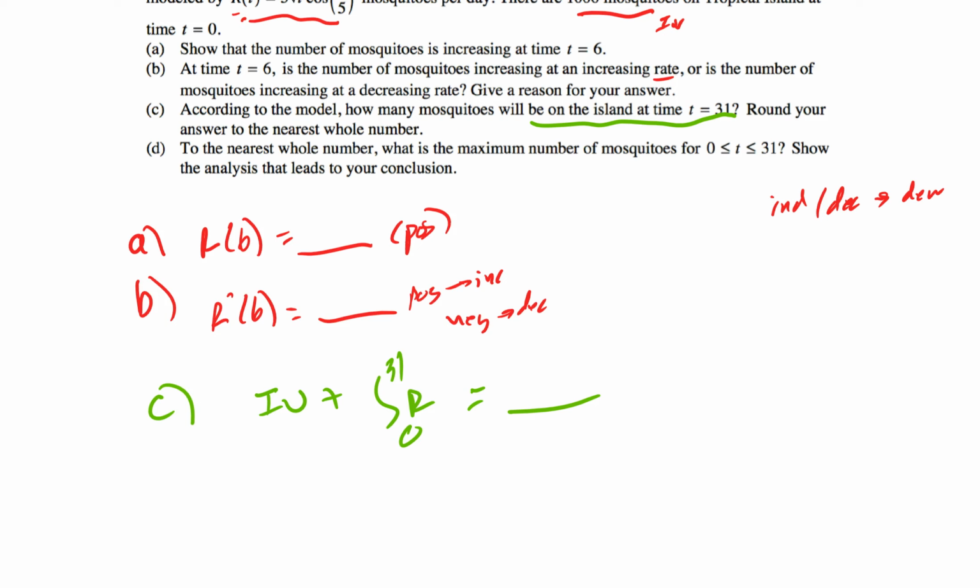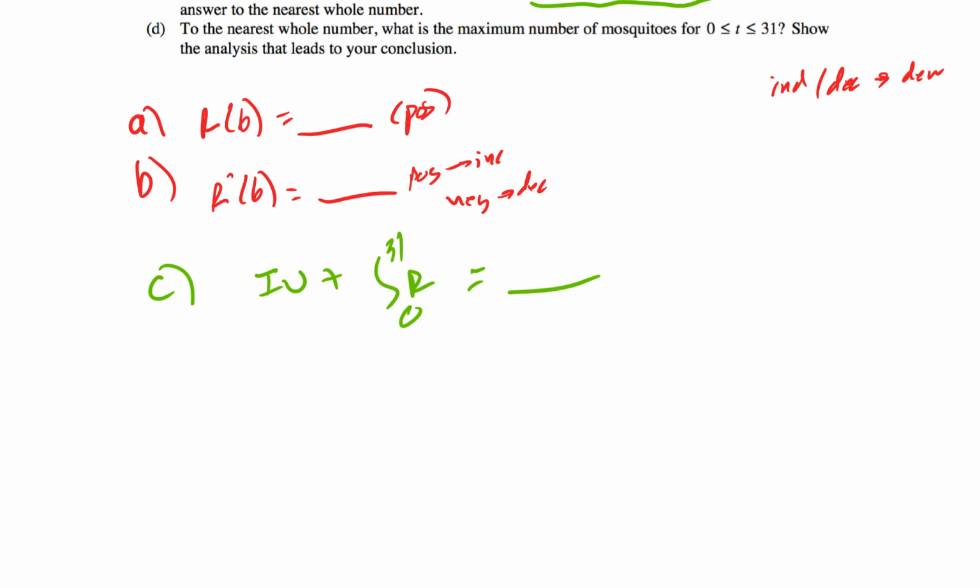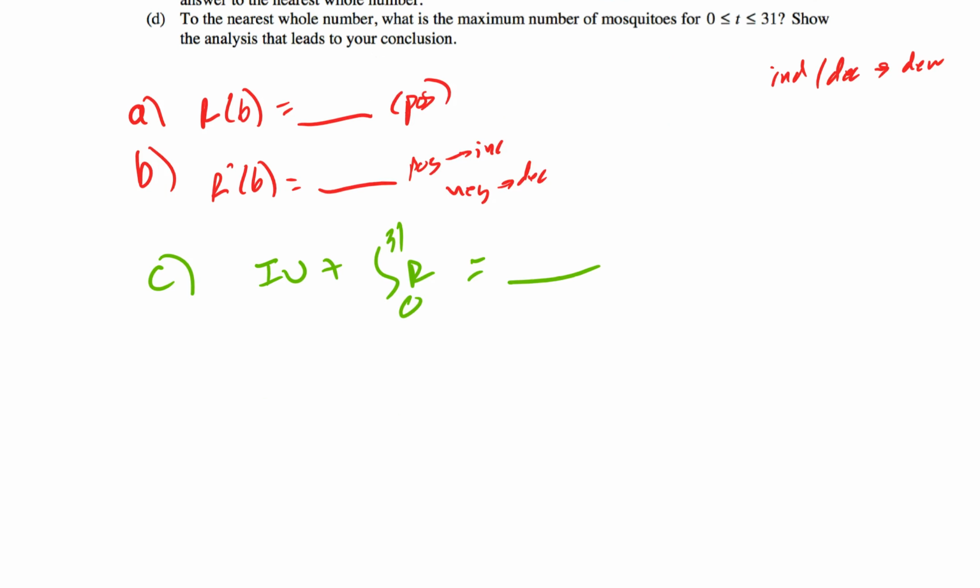D, to the nearest whole number, what is the maximum amount of mosquitoes on the island from 0 to 31? Show that analysis to conclusion. So anytime we want you to find the max or min, we always do the same thing. It's an absolute max min problem. So we're going to have to set the derivative equal to 0. We have to find critical points and endpoints.